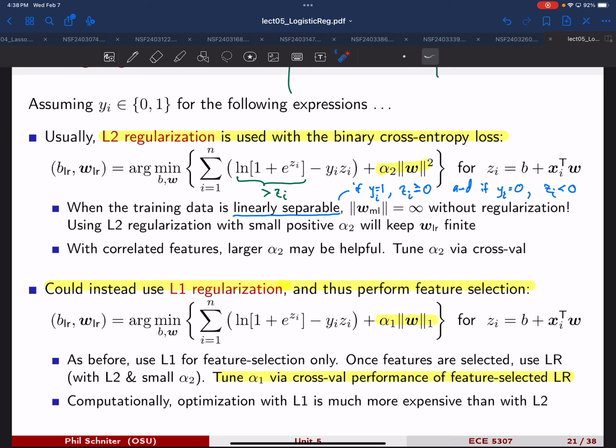Now it turns out that this optimization problem here is a little bit complicated to solve. It's much worse than lasso.